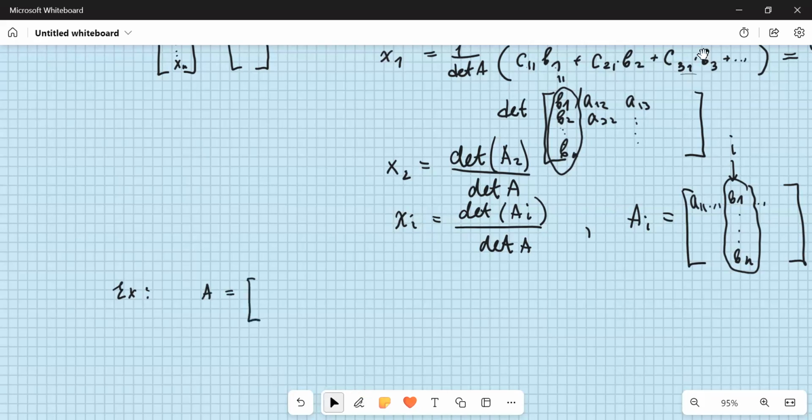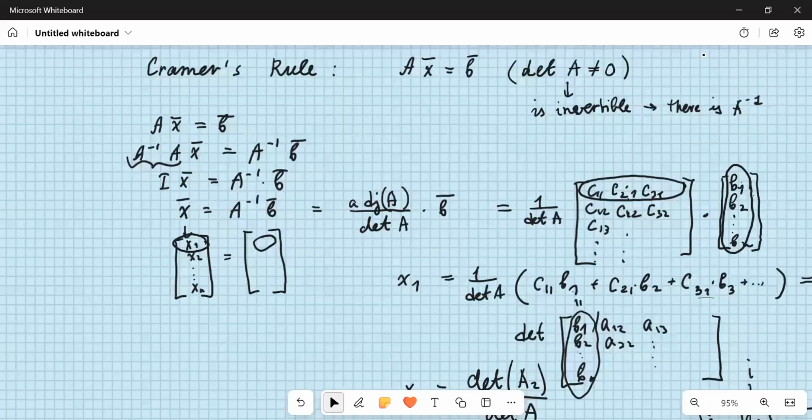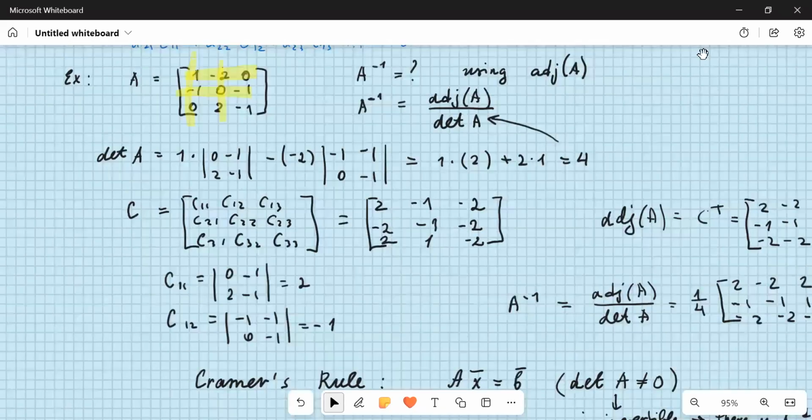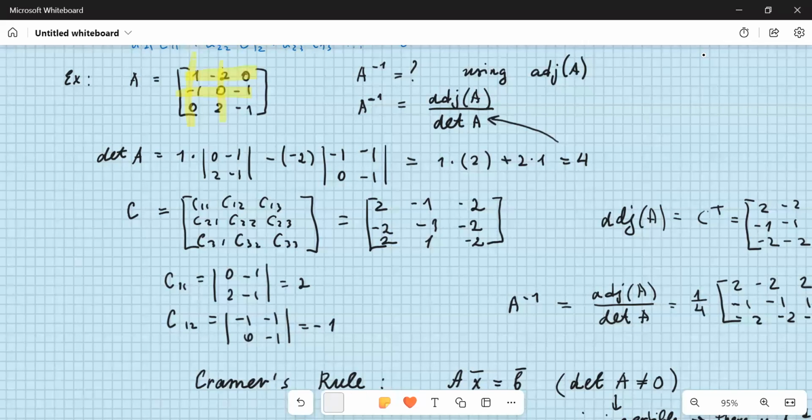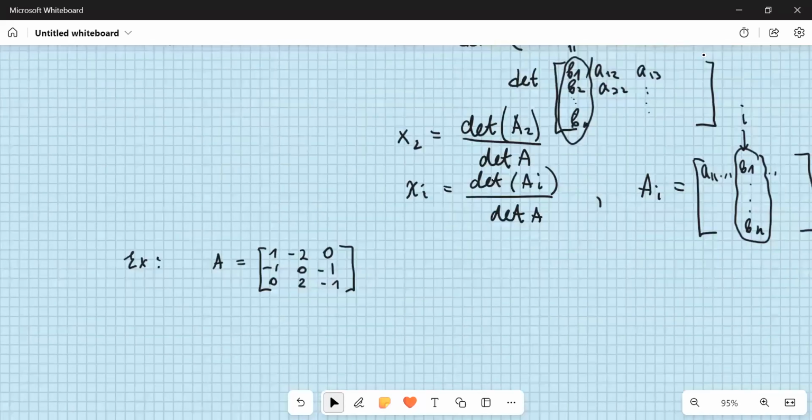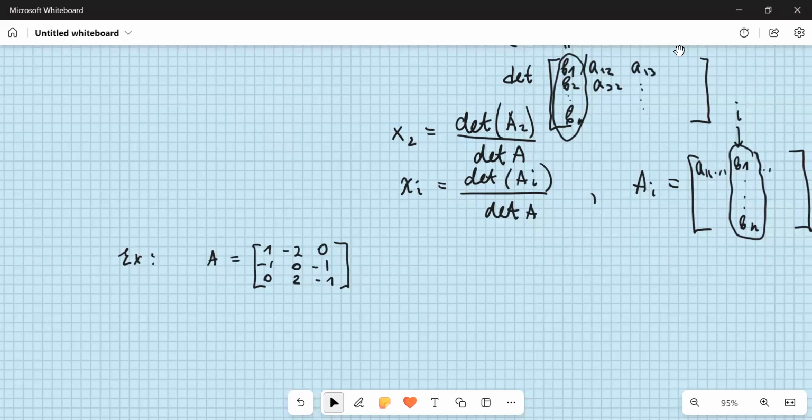equals matrix of coefficients 1, minus 2, 0, minus 1, 0, minus 1, 0, 2, minus 1. That's exactly the same matrix I had, for example, over here. Why am I using that? Because I already calculated the determinant of it. That's 4. Now, the system of equations, again. The system of equations is going to look like this. Matrix A multiplied by x is going to be equal to column B, which is going to be minus 3, minus 4, and 1. So that's a column. That's my B.